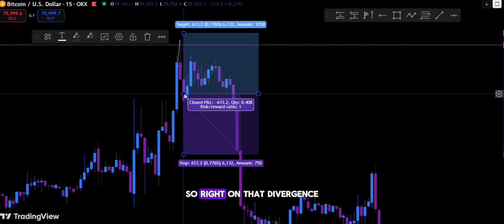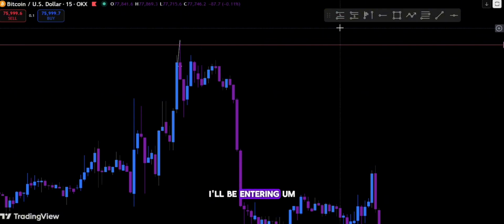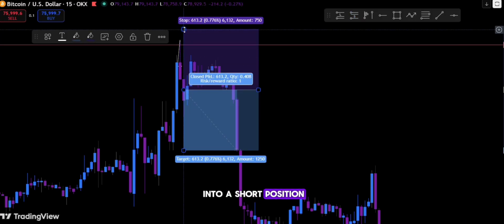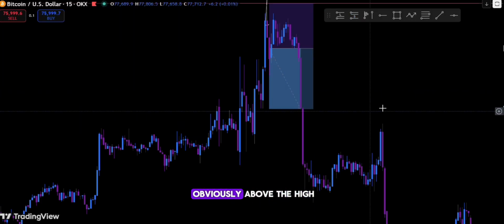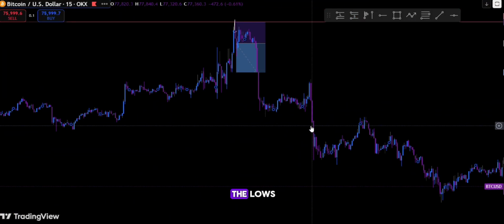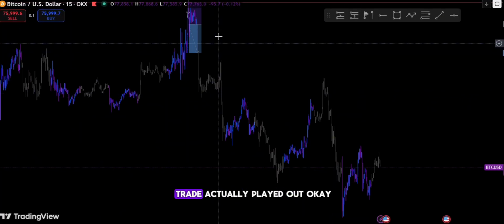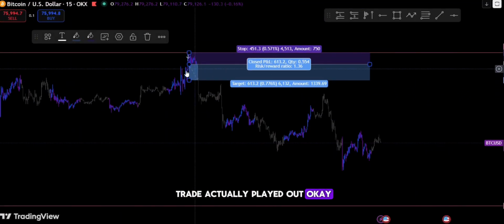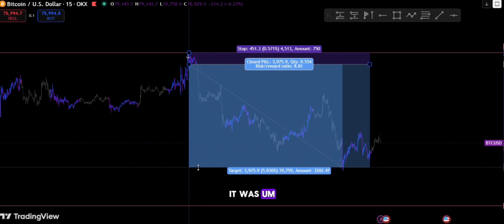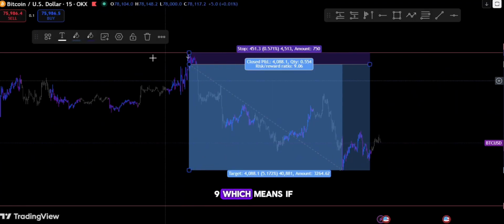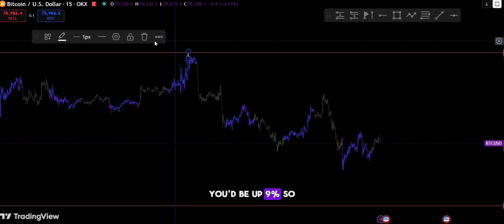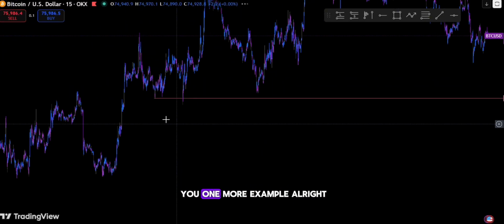All right, so right on that divergence I'll be entering into a short position, keeping my stop loss obviously above the high and then aiming for the lows. And then let's see how this trade actually played out. Okay, it's a 1 to 9, which means if you risk 1% you'd be up 9%. So let me show you one more example.